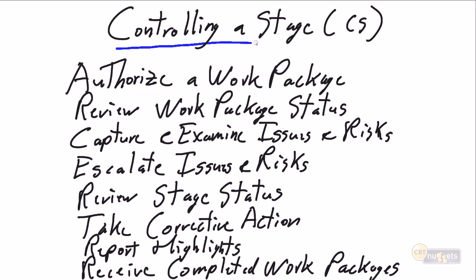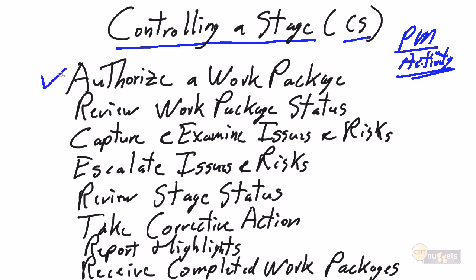This concludes this nugget on controlling a stage, CS, the PM activities associated with successfully delivering a stage and then successfully delivering all of the stages for a project. There are 8 activities that we, the PMs or the PM team, need to do to successfully control a stage. And the first of these is authorizing the work package, making sure the team is working on the right stuff at the right time.